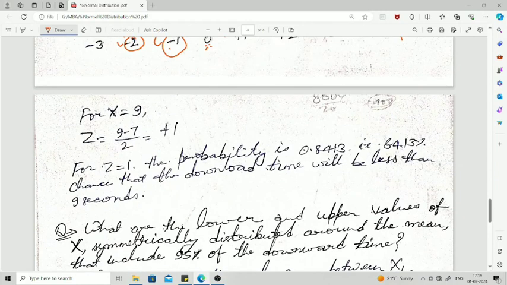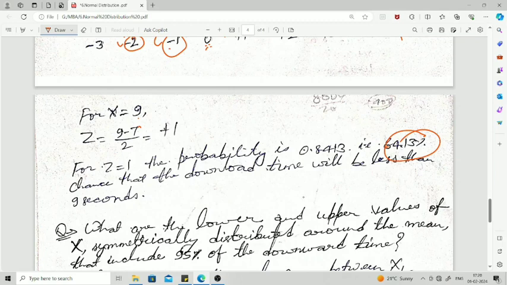For x equals 9, Z is calculated with the formula x minus mu, where mu means the mean, divided by the standard deviation. The x value here is 9, the mean is 7, and dividing by the standard deviation 2, we get plus 1. So for Z equals 1, the probability is 0.8413 when we use the table for cumulative probability. It means there is an 84.13% chance here.